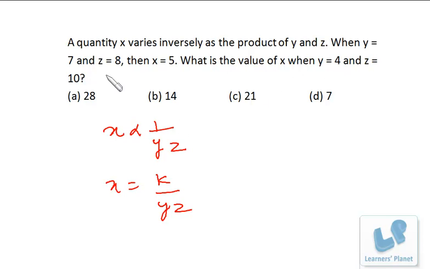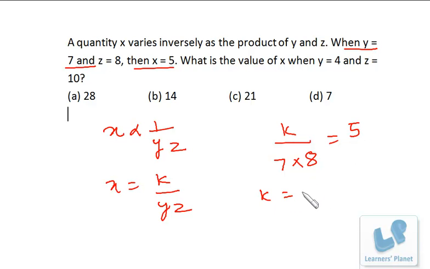Now when y is equal to 7 and z is equal to 8, then x is equal to 5. First of all, friends, from this data we find out the value of the constant. Now let's put the values. When y is equal to 7, z is equal to 8, then x is equal to 5. That means k is equal to 7 into 8 into 5, that is 8 into 5, 40 into 7, 280. Now a constant will always be constant. So now let's put the values of y, z and k in this equation.